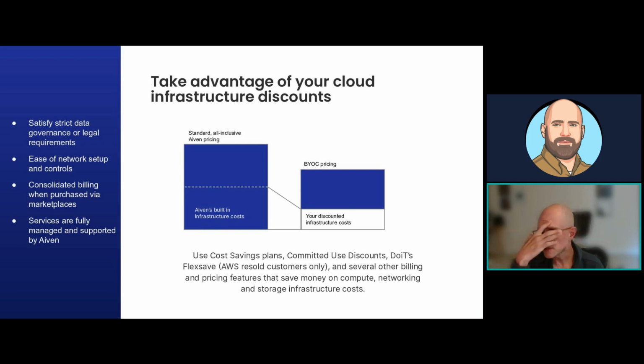And then if we go back to that graphic where you're looking at this imaginary cost differential, when you're factoring in your cost savings plan, any CUDs, DoiT's capability in AWS with their FlexSave option, and several other billing and pricing features, it allows you to really save the money that we would be paying the hyperscaler on your compute, networking, and infrastructure storage cost or data needs.